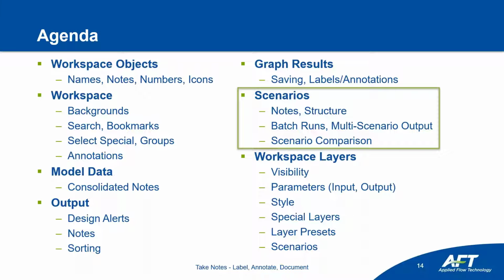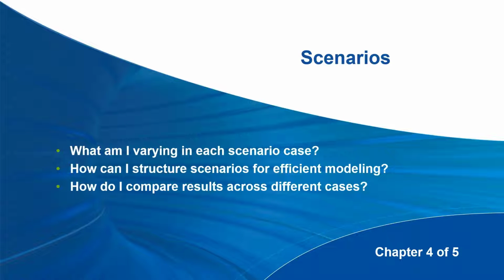Now we'll take a look at chapter 4, which is scenarios, which we'll also keep very high level. We have some other presentations that go into much more detail about scenarios, so we won't spend too much time here. And scenarios, again, are a way that we can organize all of our design cases or design alternatives. Some questions we might want to answer is, what are we varying in each case? If we think of each scenario as an experiment, what experiment or variable are we testing? How can we create scenarios in such a way that we can be efficient in what we're testing for sensitivity analysis, for example? And then also, how do we compare our results across the different cases that we have?